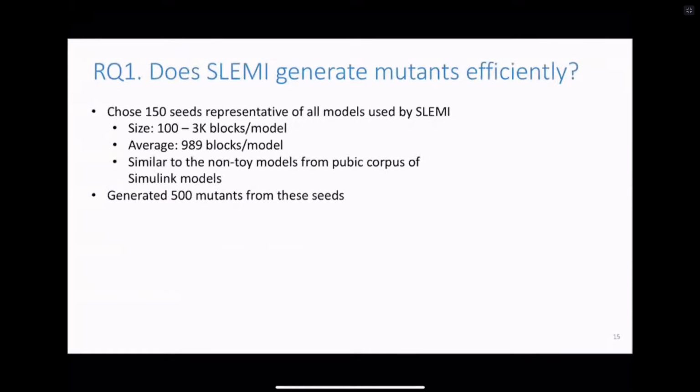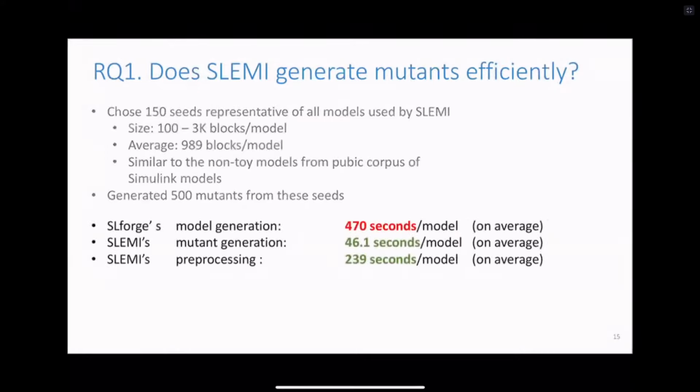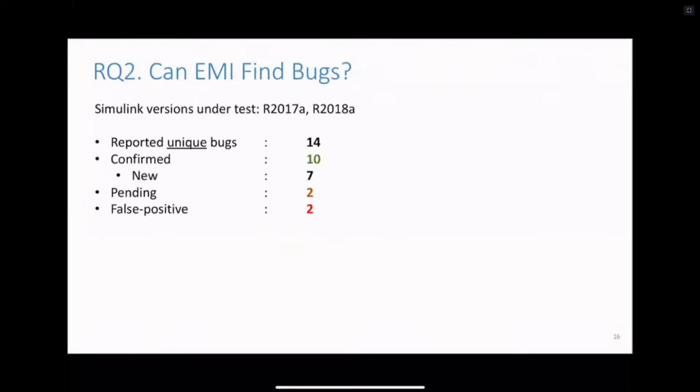Now, how do we evaluate our tool? First, we wanted to make sure that SLEMI is more efficient than SLForge. So we randomly generated 500 seed models from SLForge, which are comparable to the non-trivial models that humans actually create. Then we check the runtime. SLForge takes about 470 seconds on average per model, whereas our tool EMI only takes 46 seconds to create a mutant. That means we can create more mutants given the same runtime, and our tool is likely to find more bugs.